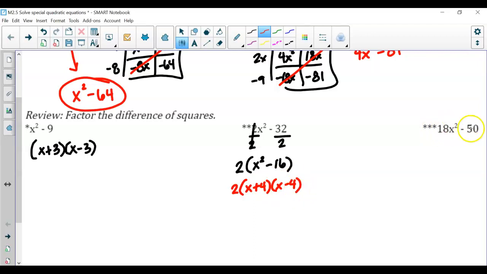Then here, you also have a GCF of 2. So you can divide both by 2. Now here you end up with 9x squared minus 25. Now are both two perfect squares? Yes, because the square root of 9 is 3, so 3x. Square root of 25 is 5, so 3x plus 5 times 3x minus 5.